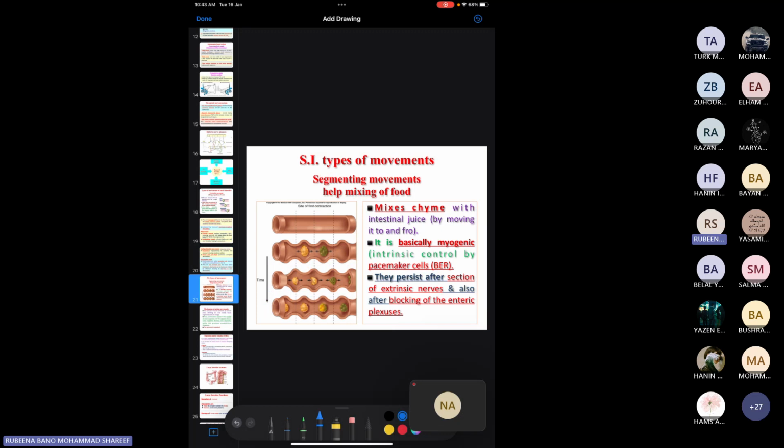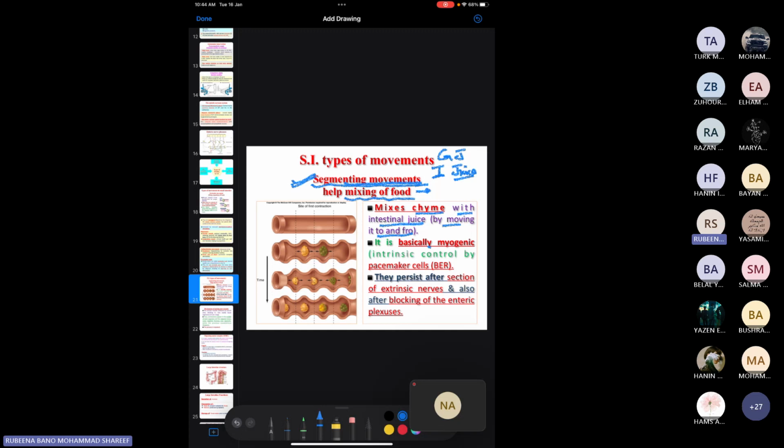The next movement is segmenting movement. This segmenting movement helps in mixing of food with the intestinal juice. We have gastric juice, which has HCl, and also intestinal juice. The chyme which reaches the intestine should properly mix with the intestinal juice for proper digestion and absorption. This is done by segmenting movements, which mix the chyme with the intestinal juice by moving it to and fro.